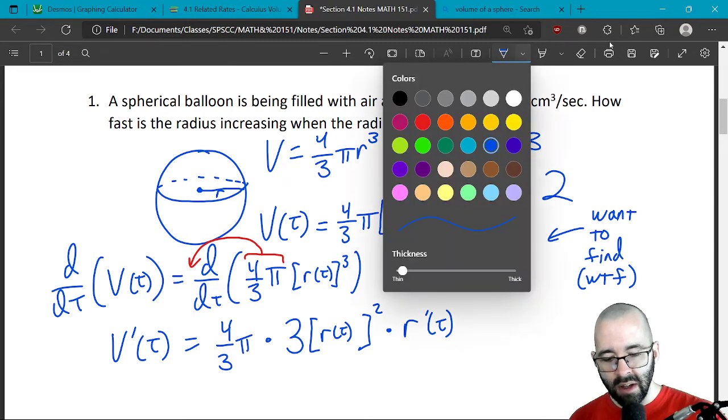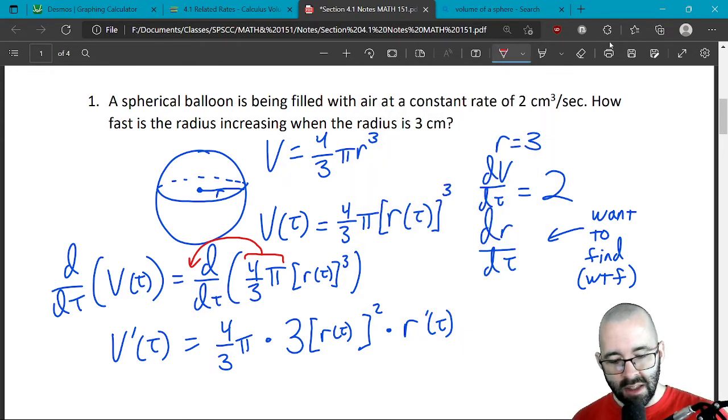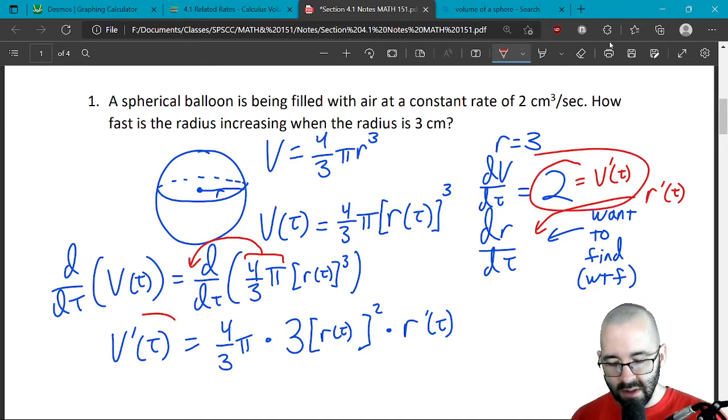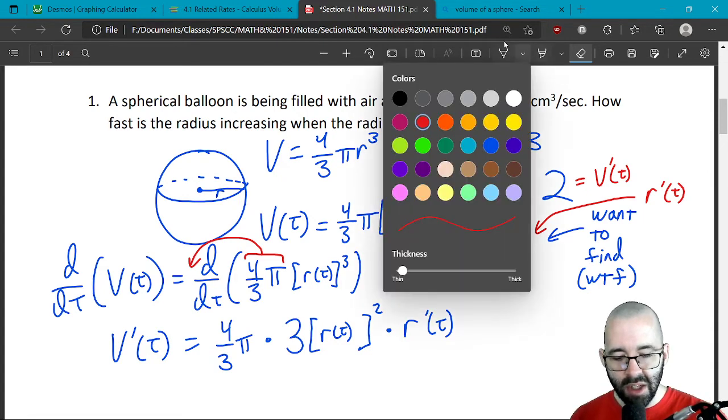So again, we've written it a couple different ways, but just to be very clear, dv dt, that's the same as v prime. dr dt, that's the same as r prime. One is Leibniz notation, one is Newton's notation. So once we've taken the derivative of both sides, we pretty much know everything we need to know. This is 2, right? We're curious about this situation when the rate of change of the volume is 2 centimeters cubed every second. So we replace it.